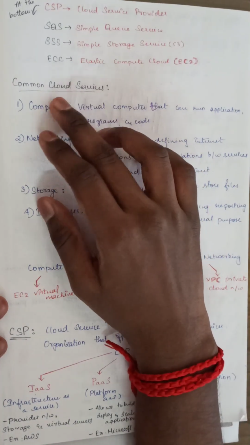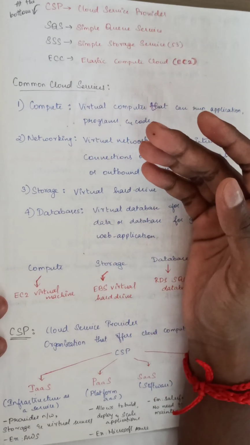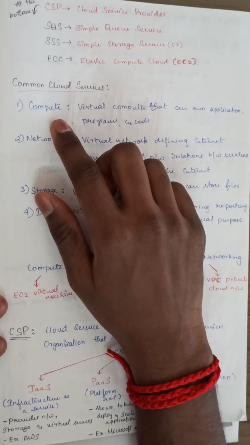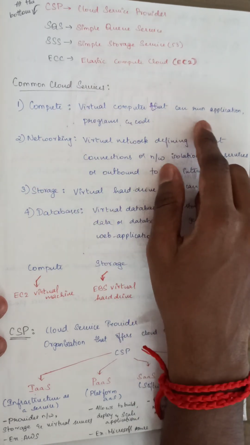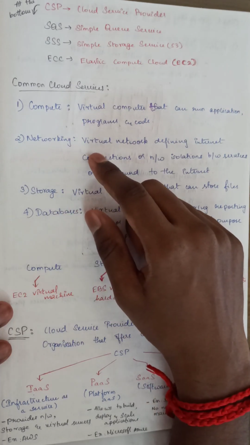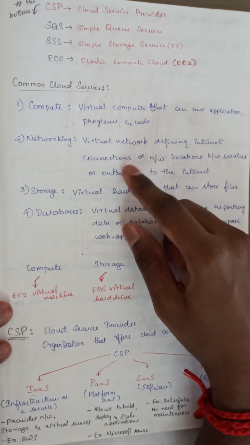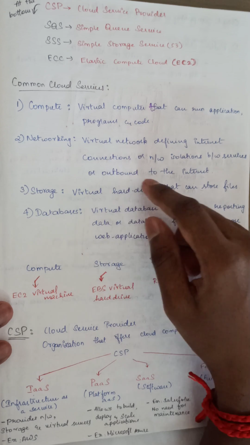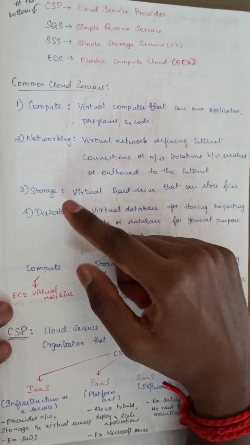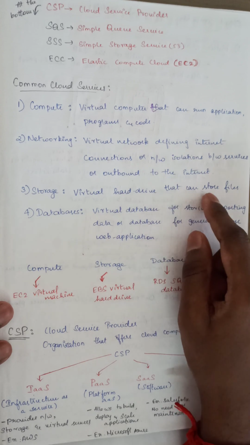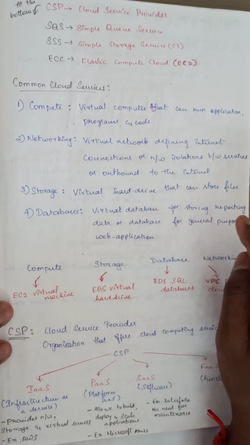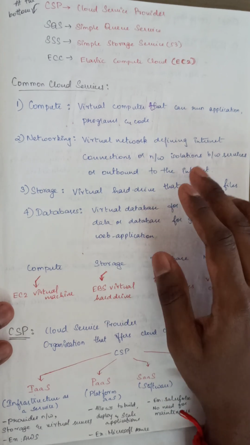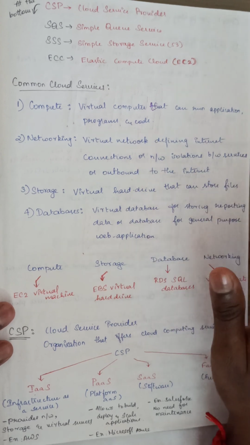And next we move on to the common cloud services. These are the services that are provided by a cloud service provider. They provide compute functionality, a virtual computer that can run applications, programs, and code. Next is networking, a virtual network defining internet connections, network isolation between the services, or outbound access to the internet. And the next is storage, a virtual hard drive that can store files. Databases: a virtual database for storing and reporting data, or a database for general purpose web applications. So these are all the services provided by a cloud service provider.